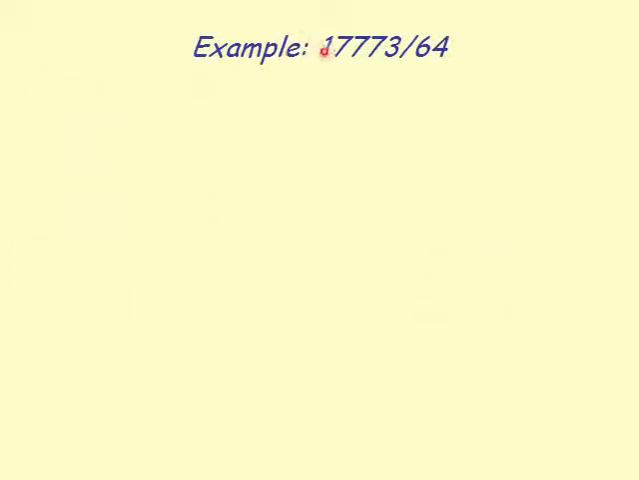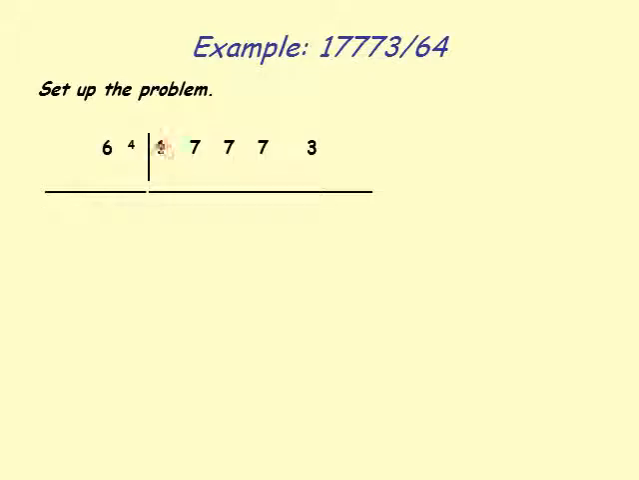Let's consider this example here: 17773 divided by 64. Okay. Now we set up the problem. Dividend 17773, divisor 64.